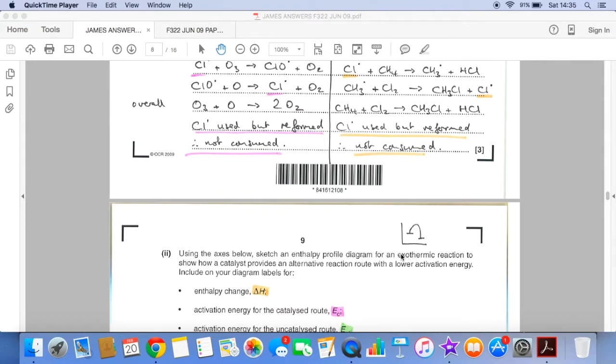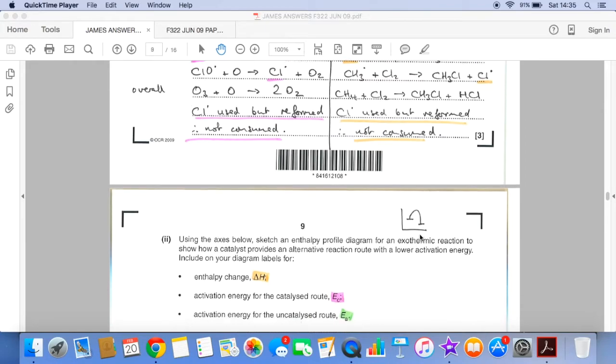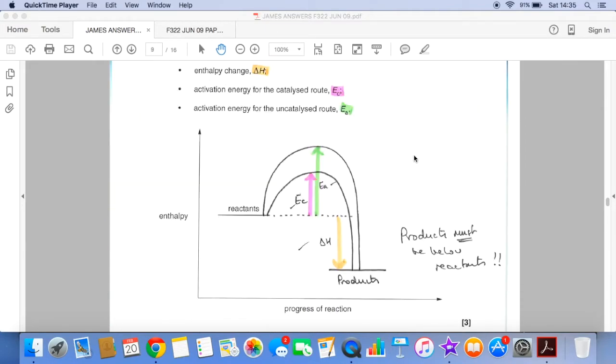You can see straight away, as soon as it's mentioned the word exothermic, I've just reminded myself what this diagram needs to look like. So the enthalpy change for the reaction is the difference between the enthalpy of the reactants and the enthalpy of the product. It's a downwards arrow because it's exothermic. The activation energy for the catalyzed route is the pink arrow. So you can see that's the lower of the two curves. And the activation energy for the uncatalyzed route is the higher of the two curves.